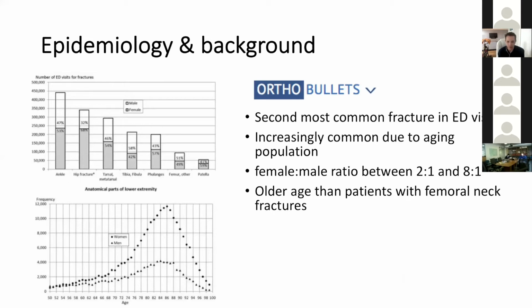A little bit of epidemiology. It's the second most common reason to be in the emergency room for a fracture. The first one is ankle. And you can see the intertrochanteric fractures happen in older people compared to the femoral neck fractures. The peak is around age 80. And again, women more than men.